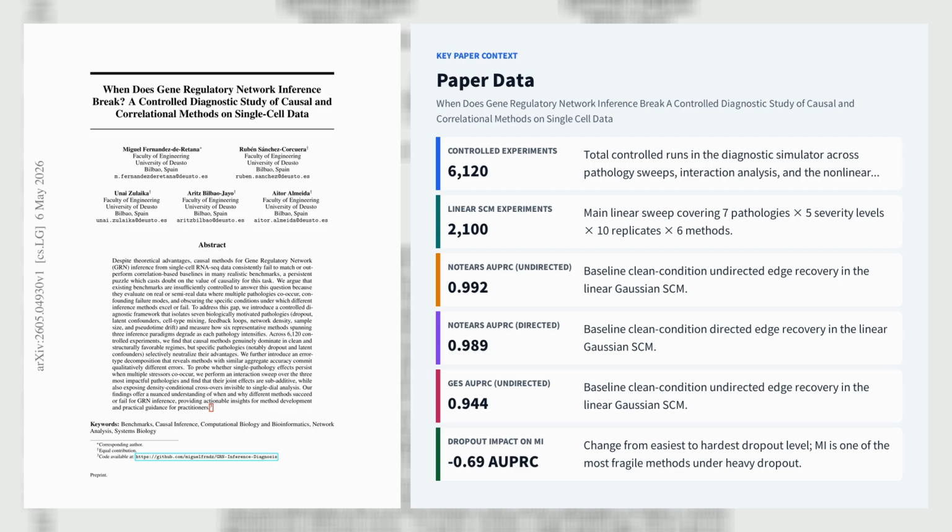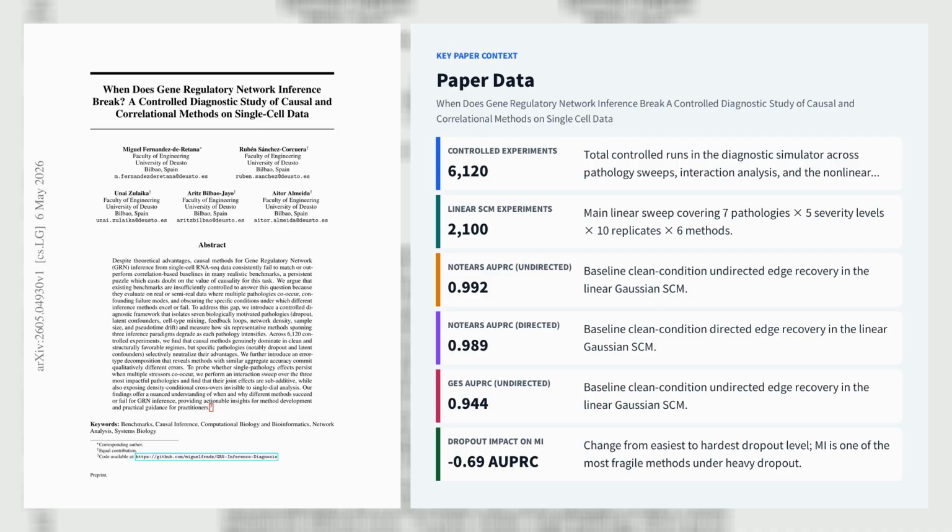The authors build a linear additive noise structural causal model, plus a nonlinear tanh variant and sweep 7 independently tuned pathologies: dropout, latent confounders, cell type mixing, feedback loops, network density, sample size, and pseudo-time drift. Across 2,100 linear experiments and 6,120 total controlled runs, they compare Pearson correlation, mutual information with 6-bin discretization, GENIE3 random forests, PC, GES, and NOTEARS using undirected and directed AUPRC, plus an error type decomposition of true, reversed, confounded, spurious, and missed edges.